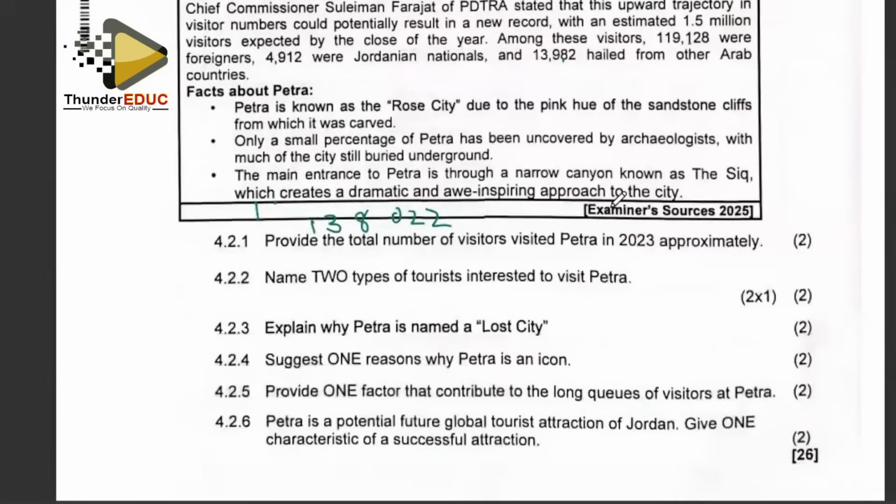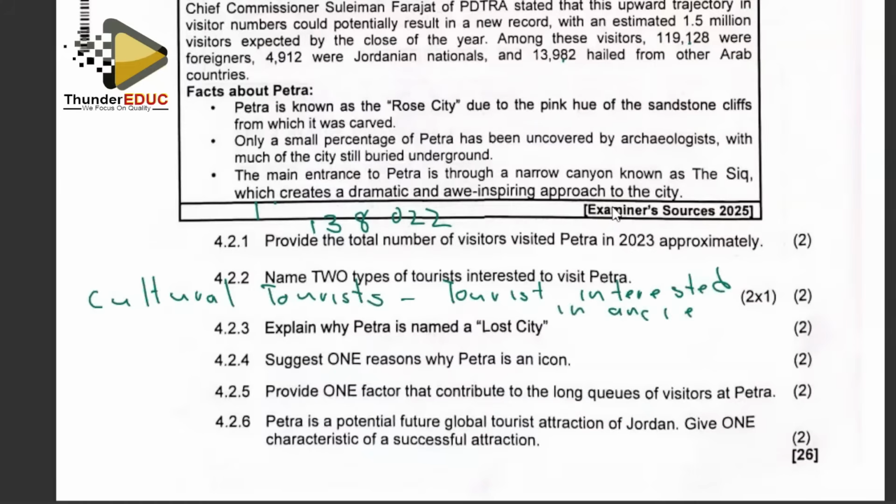So name two types of tourists who visited the city. So we have cultural tourists, then tourists interested in history, in ancient history. So you can call them special interest tourists.